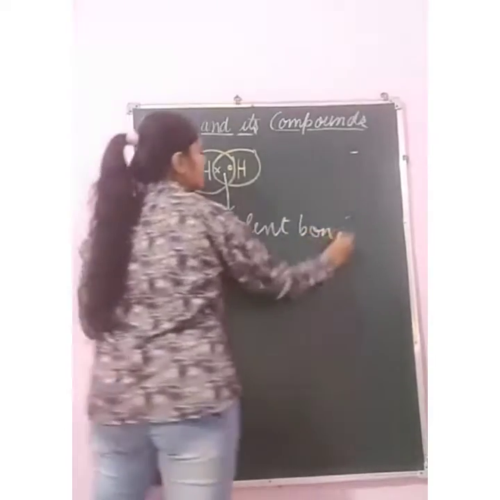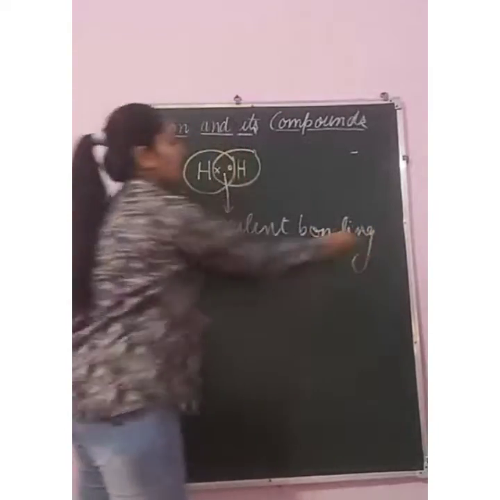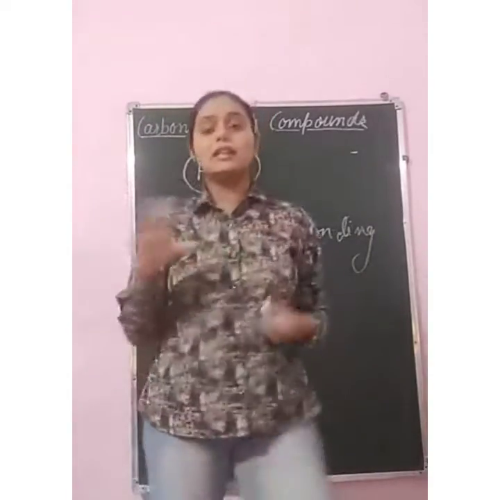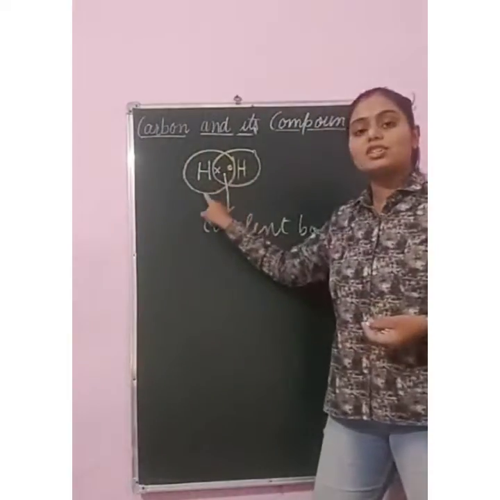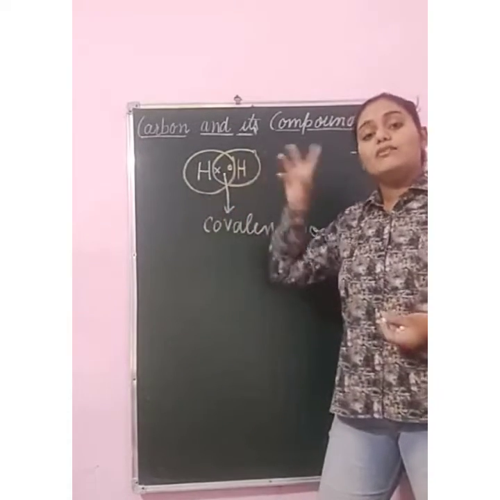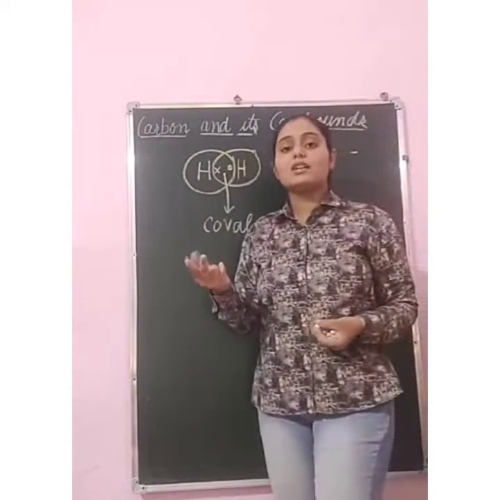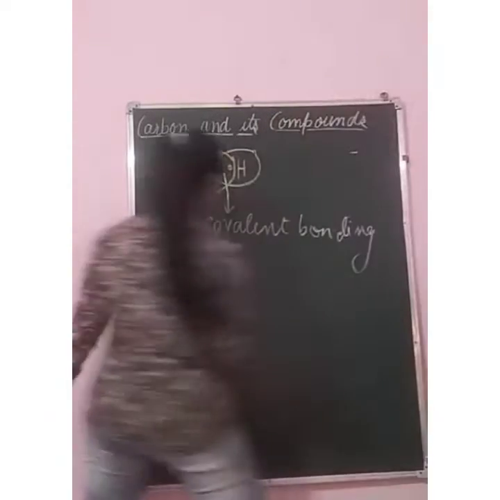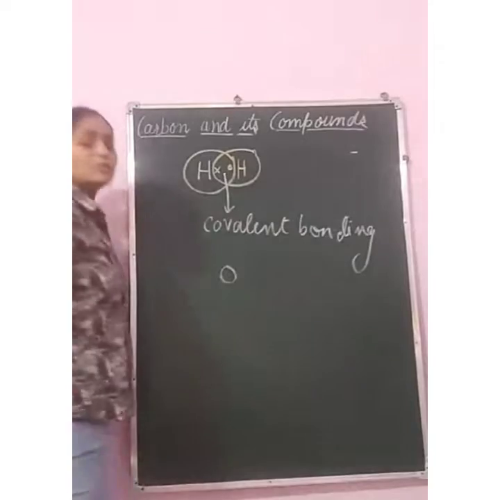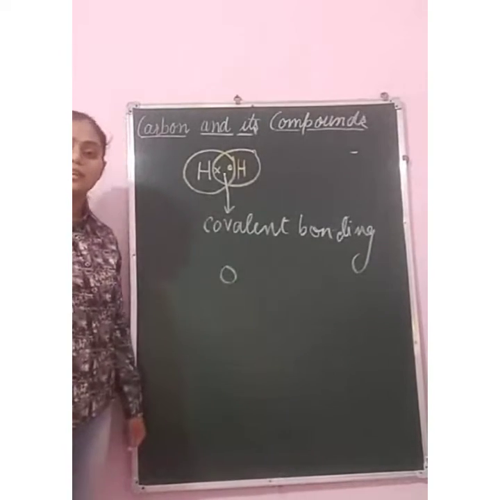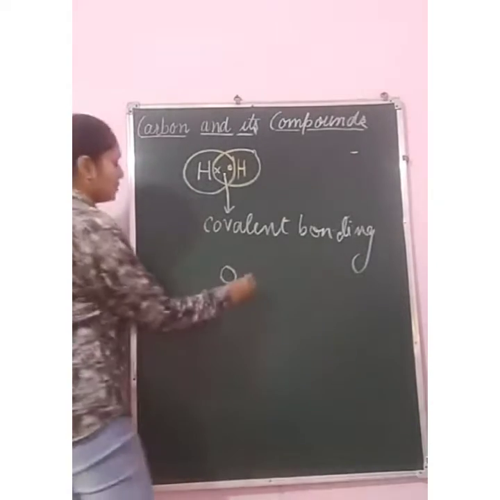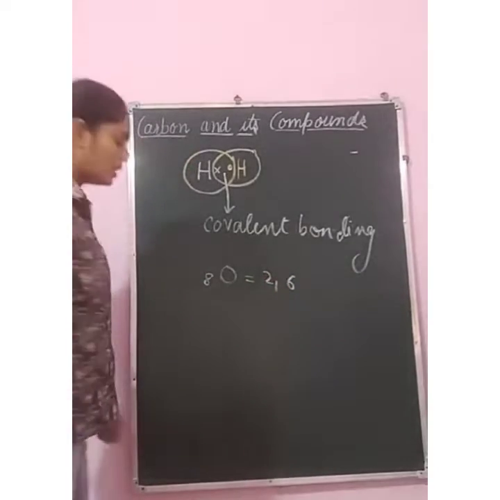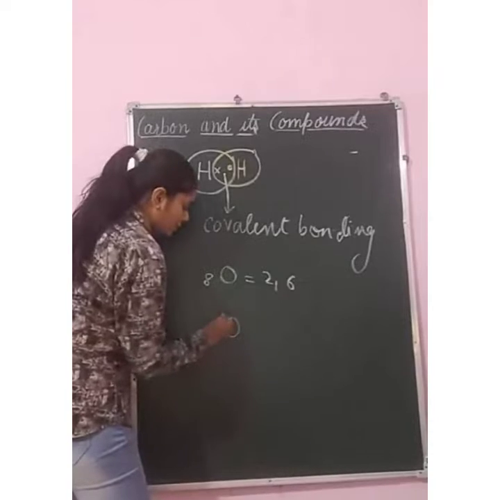Clear? Now, covalent bonding can also be of 3 types: single bond, double bond, and triple bond. In a single bond, one electron is shared by both the elements. When both the elements share 2 electrons, such bonding is called a double bond. Now let's take an example of oxygen. We know oxygen has atomic number 8, so its electronic configuration is 2, 6. So it has 6 electrons in its outermost shell: 1, 2, 3, 4, 5, 6.